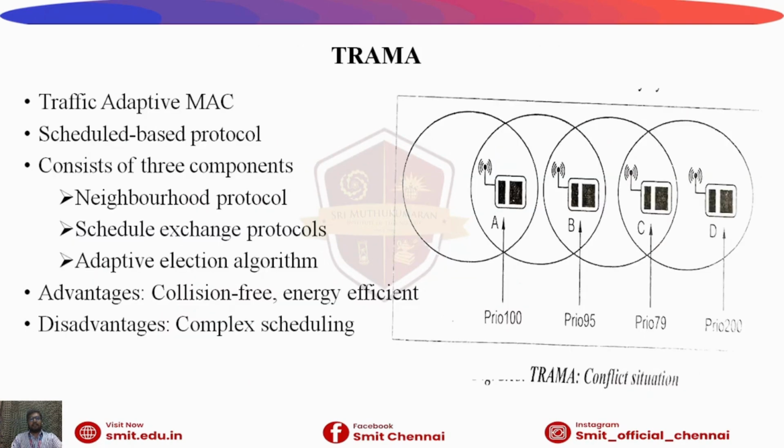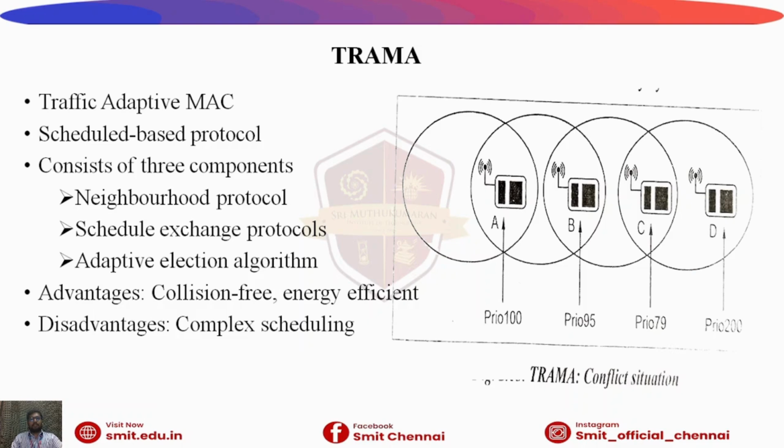Next protocol is TRAMA, which is the short form of Traffic Adaptive MAC. It is a schedule-based MAC protocol. It consists of three components. First one is the neighborhood protocol, which discovers neighbors. Second one is the schedule exchange protocol, which exchanges transmission schedules. Third one is the adaptive election algorithm, which selects transmitters. An advantage of using TRAMA is its collision-free communication. It is highly energy efficient. The disadvantages of this protocol are its complex scheduling and high overhead in dense networks.